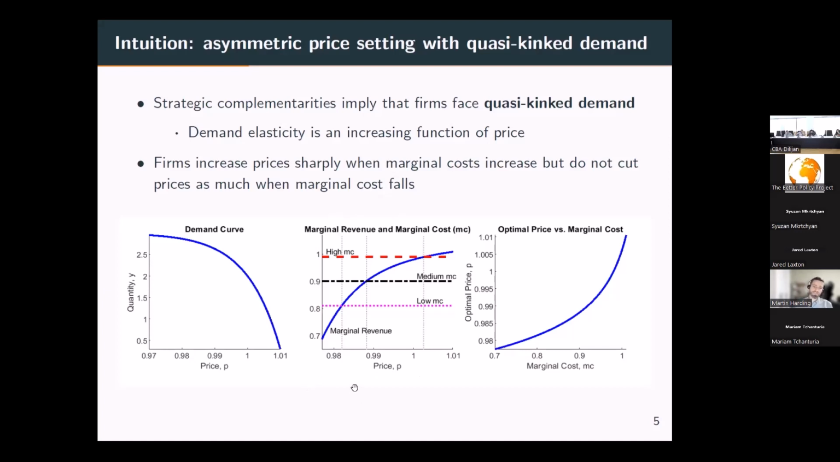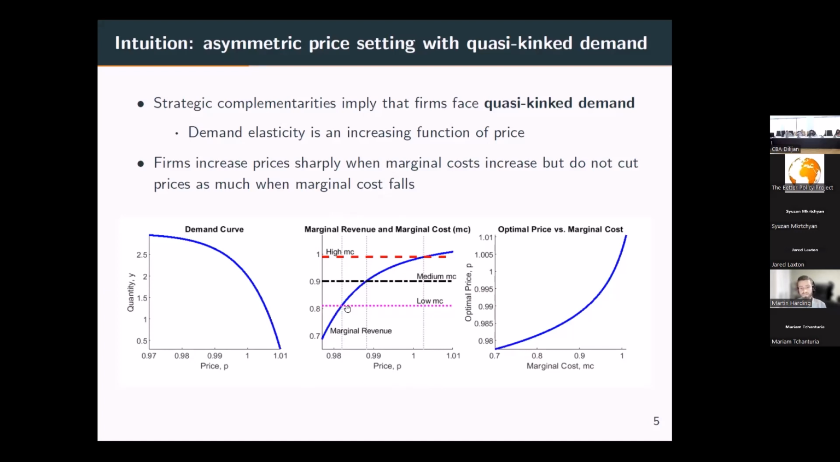And to understand the implications of this, it's interesting to look at how changes in the marginal cost are going to affect optimal relative prices of firms. So say you start in a situation where you have a medium marginal cost depicted by the black broken line here. If a firm faces a shock that lowers its marginal cost, you're going to see that the optimal price is going to move by relatively little in the pink line here.